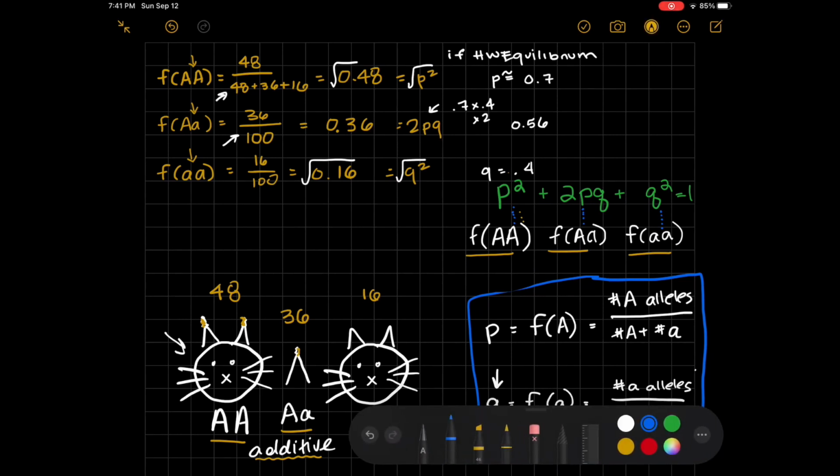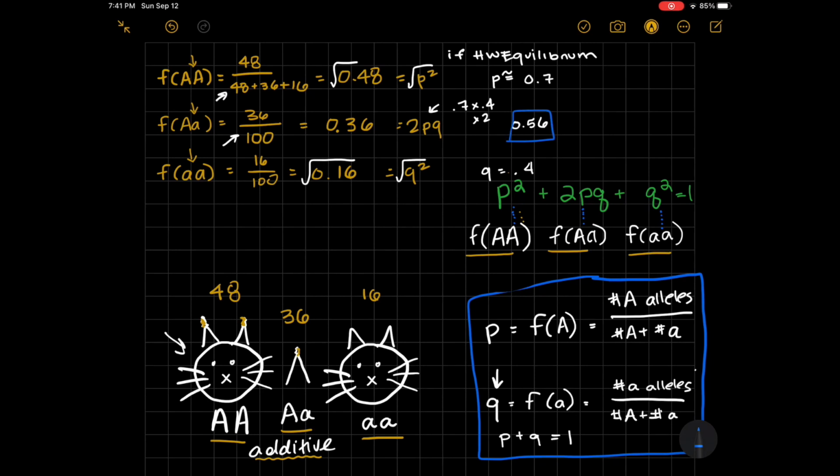So this equals 0.56. So that's pretty far off from what we actually observe. What we actually observe is 0.36. So our observed value is very different from our predicted value. So this is what we expect to see if we had a p of 0.7 and a q of 0.4, which also don't add up to 1 for some reason because I picked some weird numbers here. So our observed value is not matching our expected value.